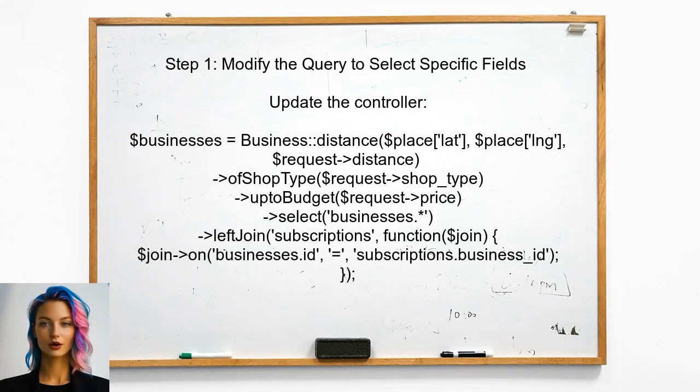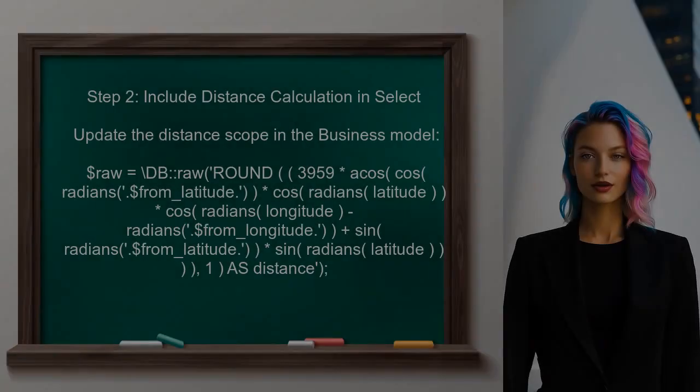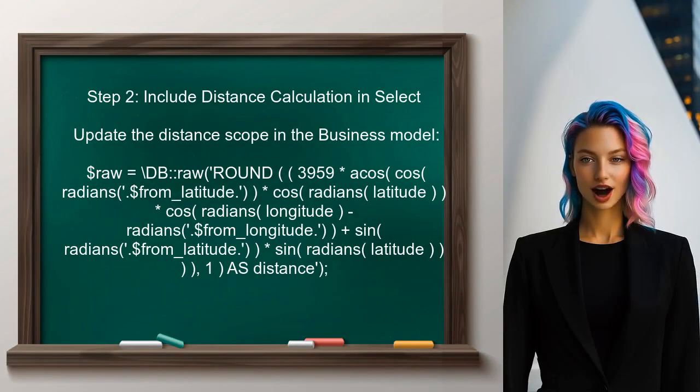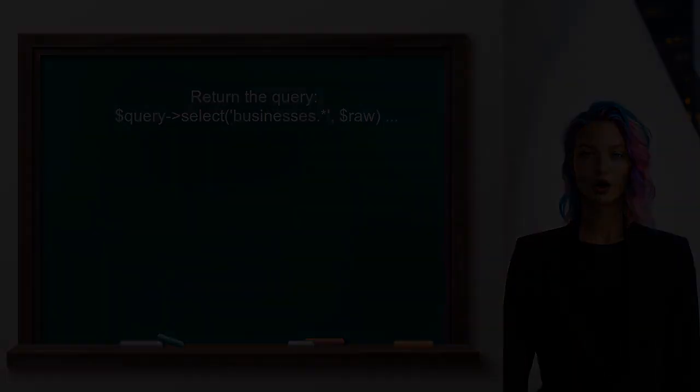To address the issue of the business ID being overwritten by the subscription ID, the user should modify the query to explicitly select the fields they need. This can be done by adding a select statement before the left join. Next, the user should ensure that the distance calculation is included in the select statement. This will prevent the SQL error regarding the unknown column in the having clause.